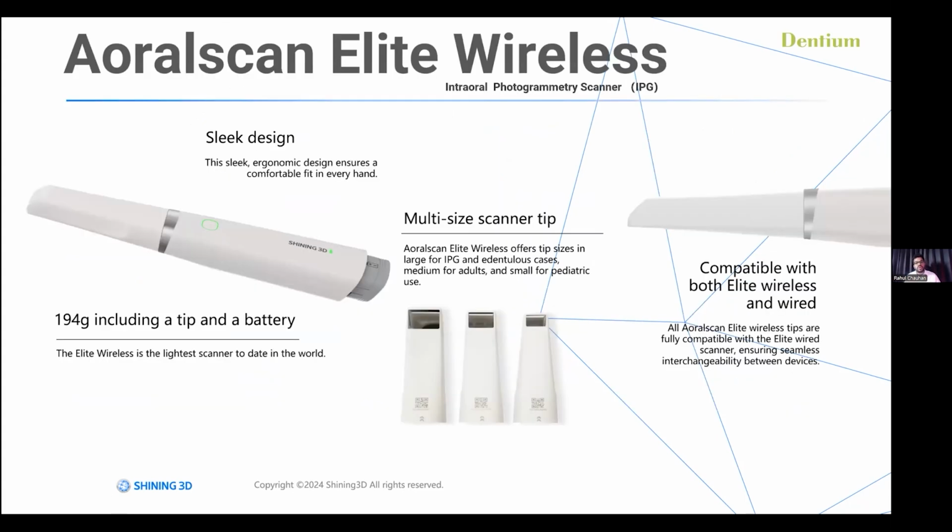Now let's talk about the world's unique scanner, the Elite wireless scanner. This is the first wireless scanner incorporated with photogrammetry. You can see the weight, even though it is wireless, is around 194 grams. With this scanner you will get three tips: a normal tip, a small tip, and this bigger tip, which we call the IPG tip, for edentulous scanning. It will help a lot to scan edentulous cases very effortlessly.